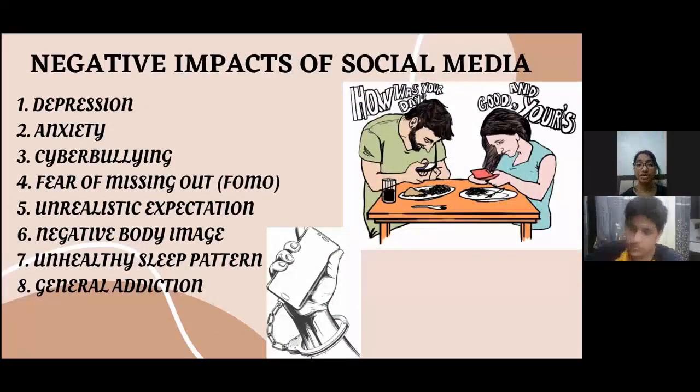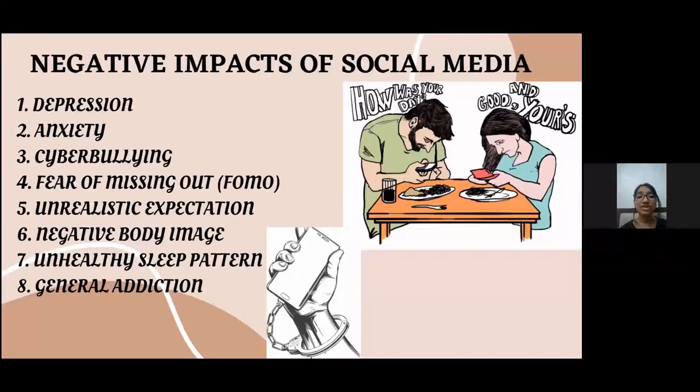Negative impacts of social media. First, depression, anxiety, cyberbullying, fear of missing out, FOMO, unrealistic expectations, negative body image, unhealthy sleep patterns, gender addiction. These are some negative impacts of social media. I would like to talk upon depression and anxiety.